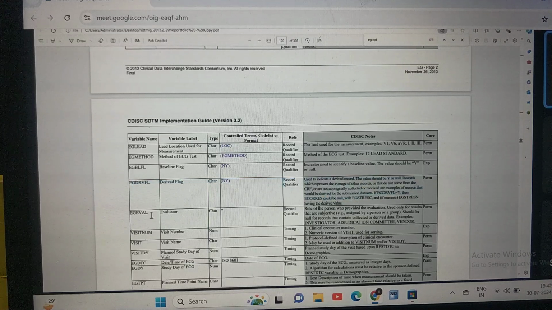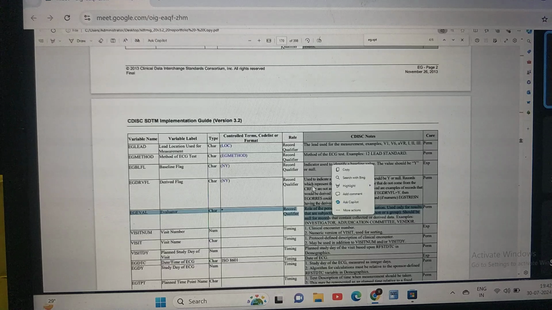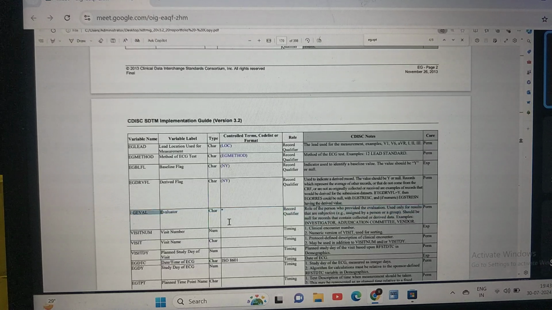Okay, the EGEVAL, the evaluator. Here one thing you need to understand: this is one of the scenarios you can get in the ECG domain only. The evaluator is the important thing. Based on the ECG report, the principal investigator will tell his opinion on the ECG. Who evaluates the ECG might be the investigator, an adjudication committee, a vendor, or the principal investigator, whatever doctor investigated this ECG, comes here.